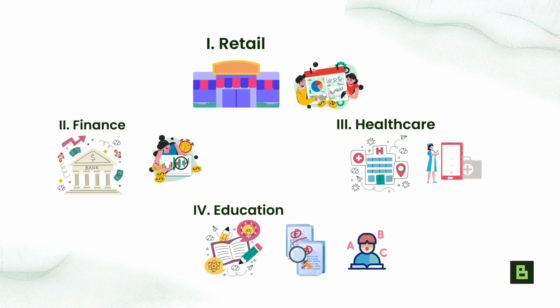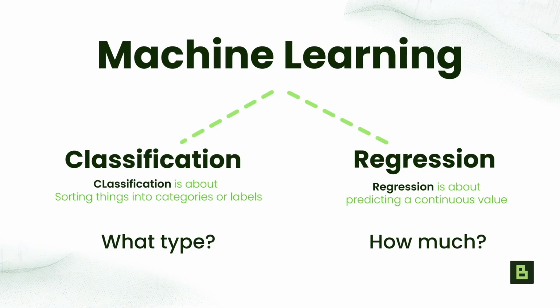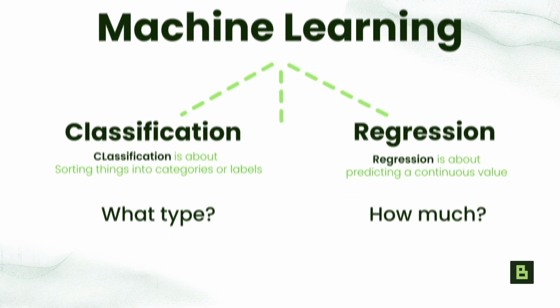So, regression lets AI not just categorize, but estimate real-world values, helping businesses and people plan better. To sum up, if classification answers what type, regression answers how much. Now, let's dive into clustering.